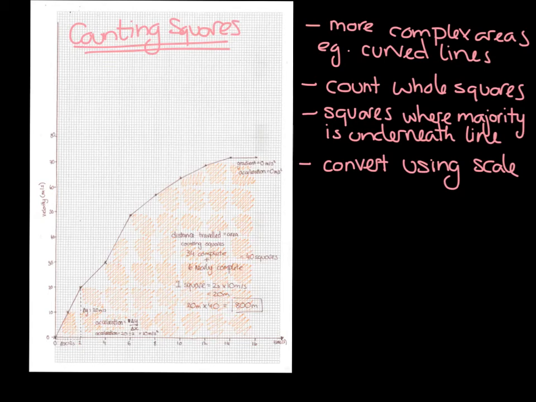And then you need to convert the number of squares into a distance using the scale. So if we have a look at this scale here, if we're looking at tiny squares, if 10 squares equals 2 seconds, then each little square is going to equal 0.2 seconds. If these 10 squares here equal 1 metre per second, each little square is going to equal 1 metre per second. So you can then work out the area of one little square and then times that by the number of squares and then go from there.